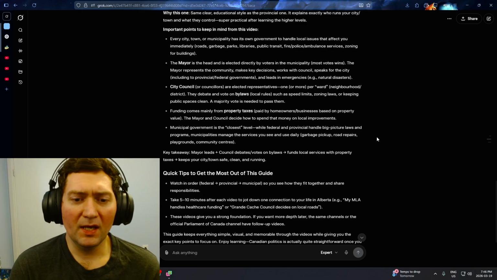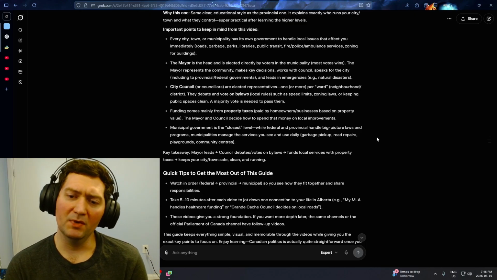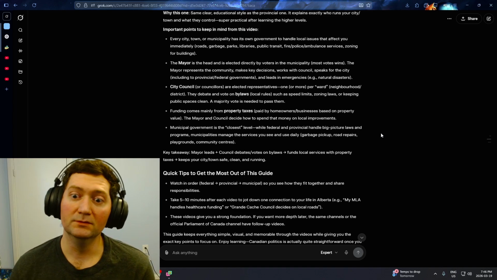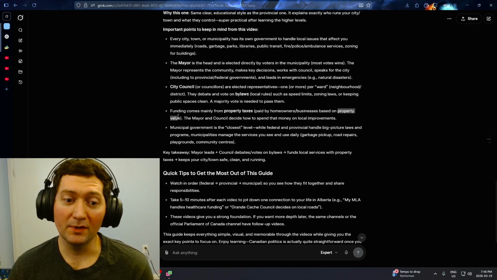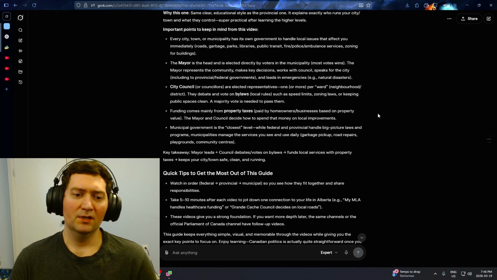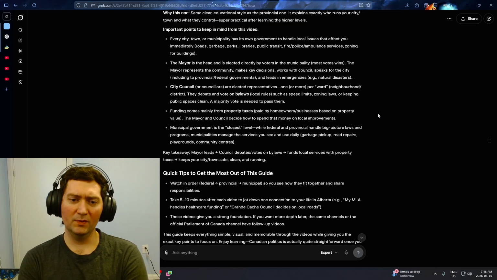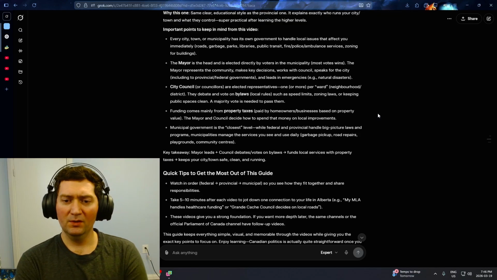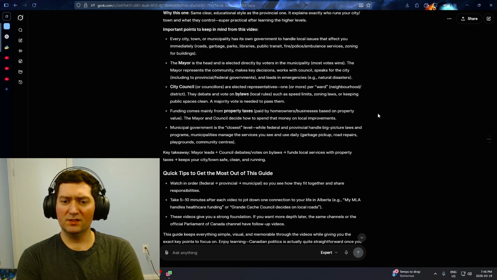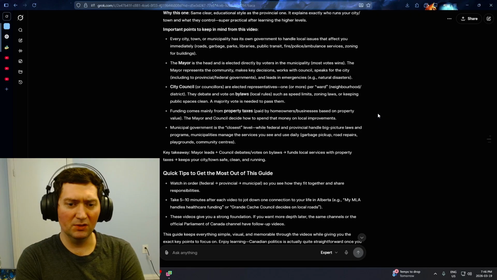Funding comes mainly from property taxes paid by homeowners and businesses based on property values. The mayor and council decide how to spend that money on local improvements. Municipal government is the closest level, while the federal and provincial handle big picture laws and programs. Municipalities manage the services you see and use daily: garbage pickup, road repairs, playgrounds, community centers.